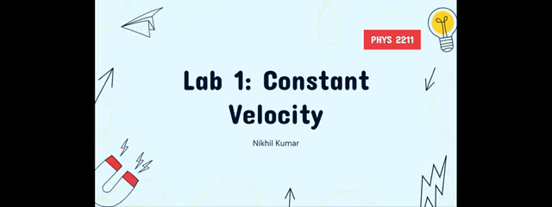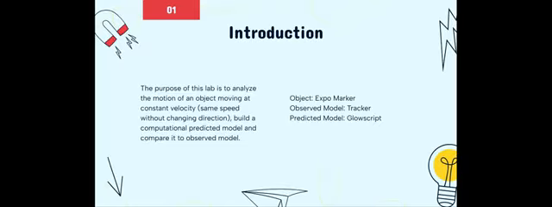Here's a quick rundown of what I'll explain in this lab report. The main purpose of this lab is to analyze and compare an object that is moving with constant velocity to the results of a computational model. In this lab, our object or system is an expo marker. Our observed model is determined by a tracker, and a predicted model is coded in GlowScript.